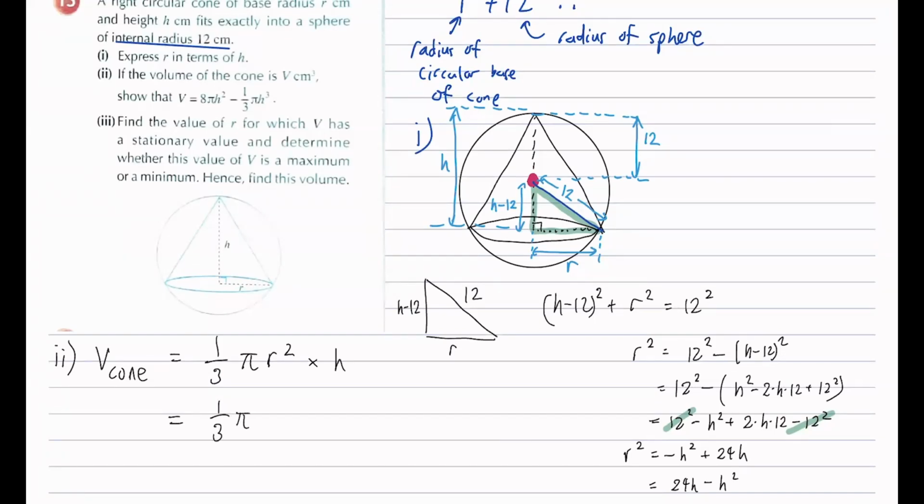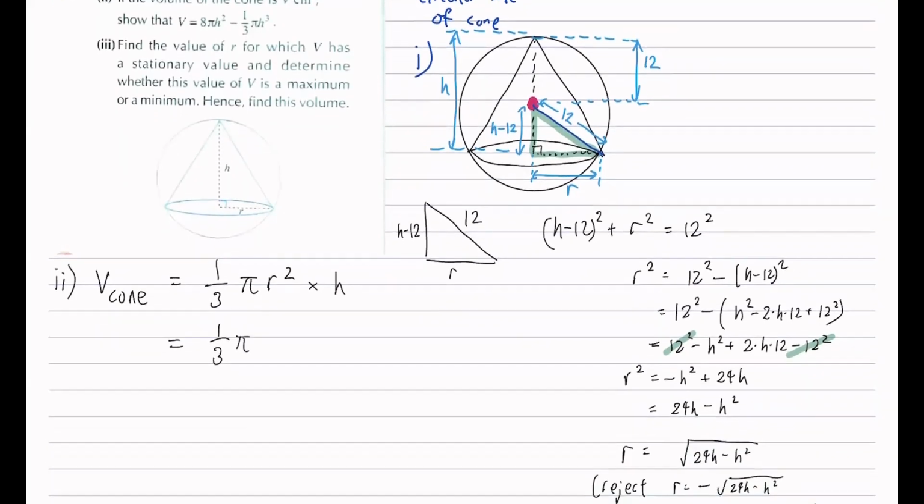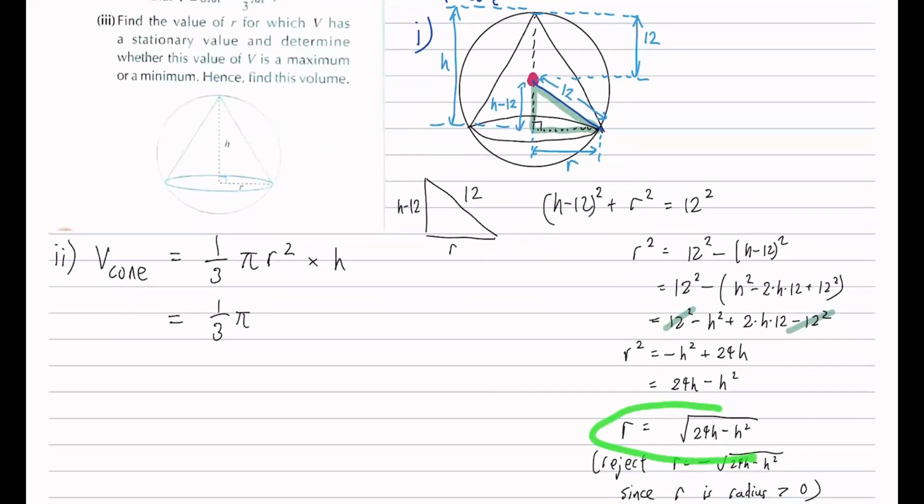Then what do they want? Look at the equation on the right side. What letter do you see? They want it in terms of H. Good. So what did they ask you to do in part 1? They asked you to express R in terms of H. There we go. I got square root 24H minus H square.